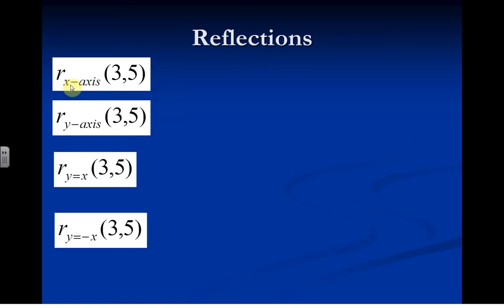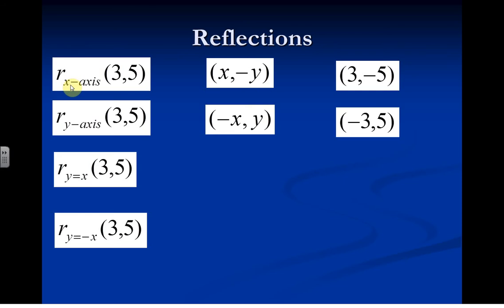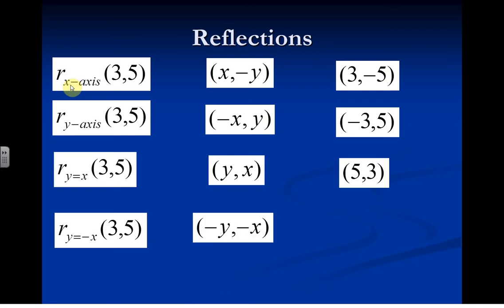Reflections, there are 4 different ones that we talk about, for rules at least. Reflecting in the x-axis is when the y negates, and remember, negates means changes the sign. It doesn't mean makes negative, okay? It means if it's a positive, it becomes negative. If it's a negative, it becomes positive. Y-axis, the x is going to change, and again, you can graph those. Y equals x switches the x and y, and y equals negative x switches and negates the x and y.